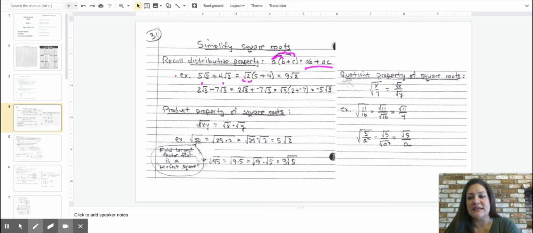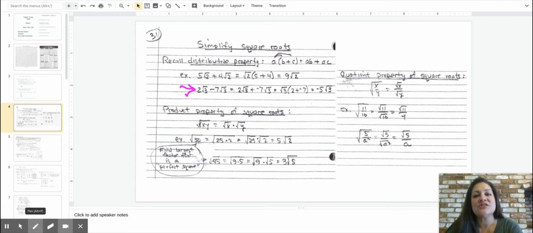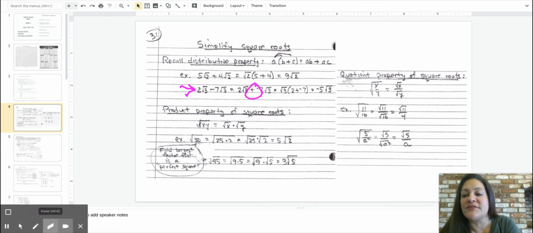Okay, so same thing. Let's erase those. Same thing for this next example right here. 2 times the square root of 3 minus 7 times the square root of 3. First thing you're going to do is add the opposite. And then pull that square root of 3 out.